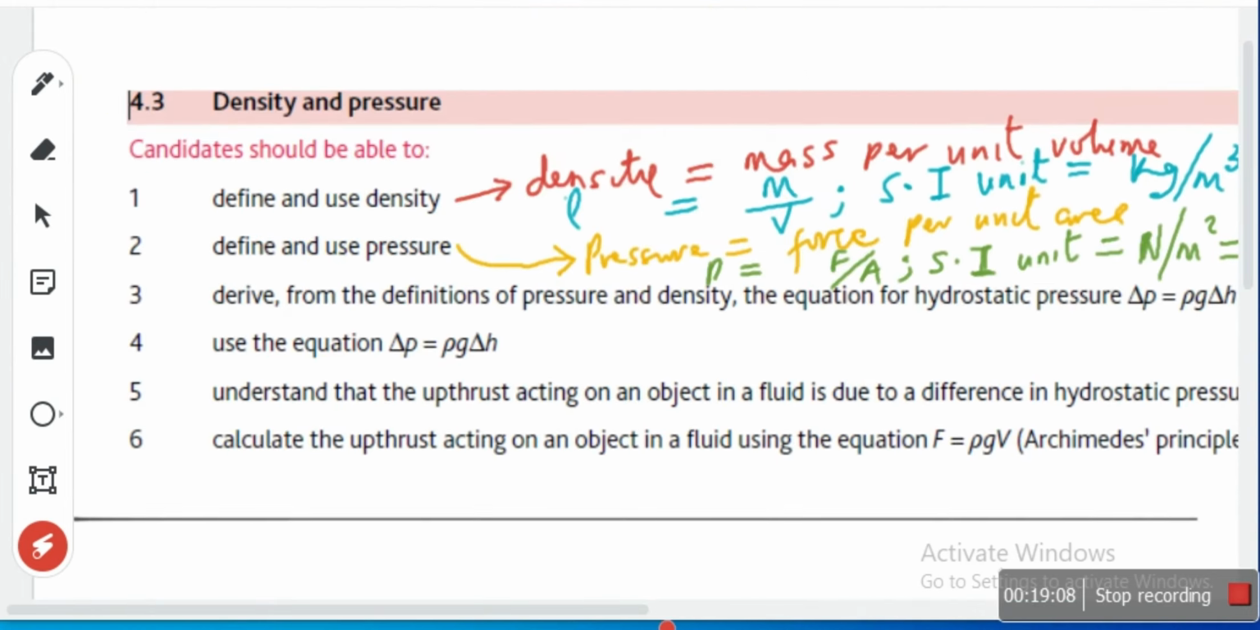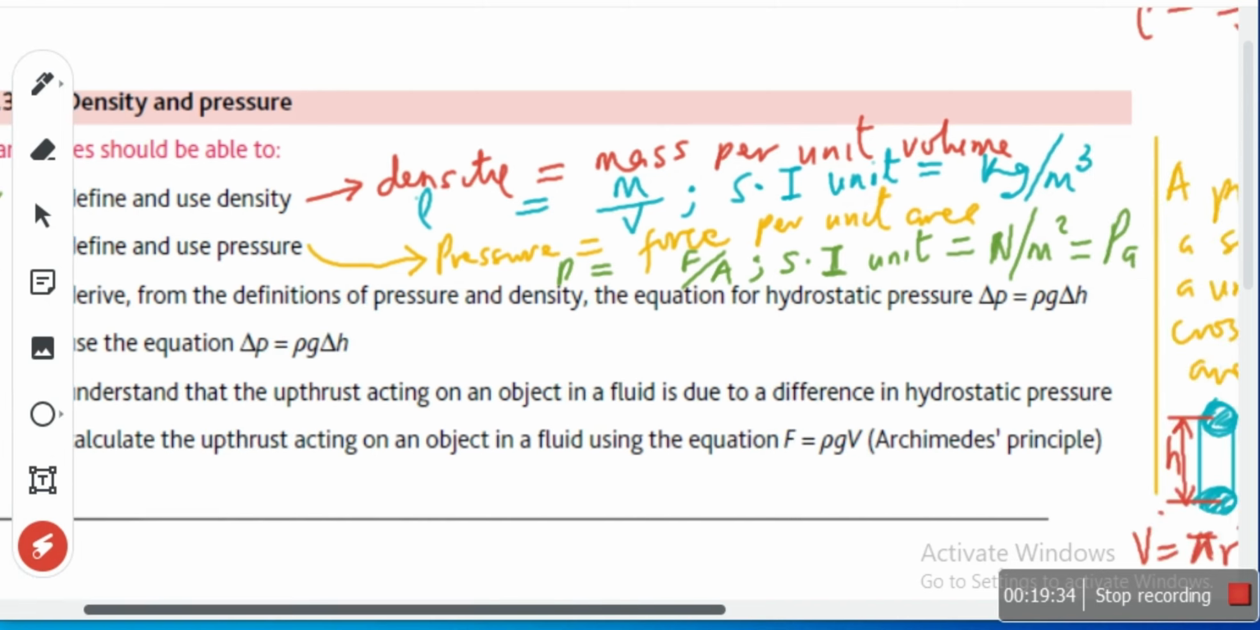Just to take you through what we have done, we have covered this: define density and use density. We've covered this: use pressure. You can easily use this. That shouldn't be a problem, isn't it? And just use change in pressure is rho gh. You can apply that. You've done that at O level. So I just want to point out this.